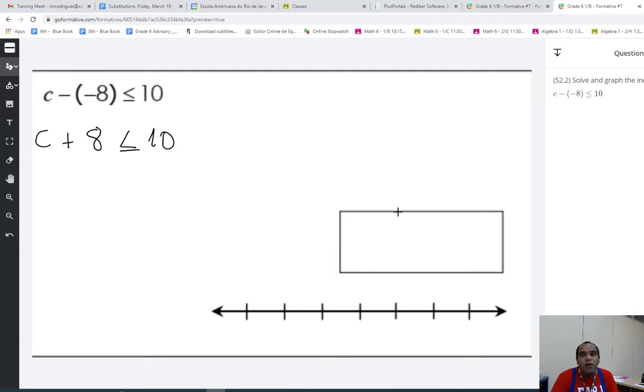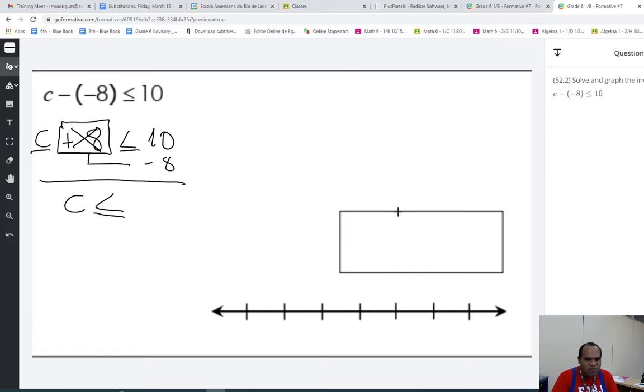Nice. Right now, let's go. Here's my variable, here on the left. The math operation tied to the variable is adding 8. What is the opposite? Subtracting 8. Subtracting 8 from positive 8 here. And let's solve right now. C less than or equal to 10 minus 8, 2. And my solution: C is less than or equal to 2.